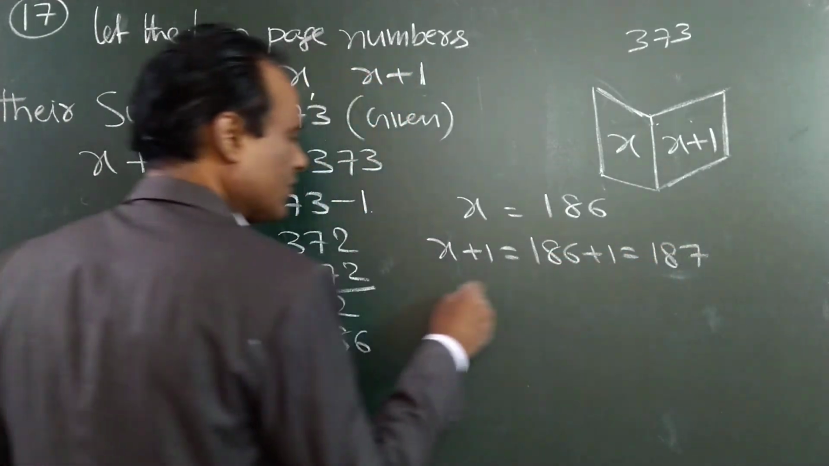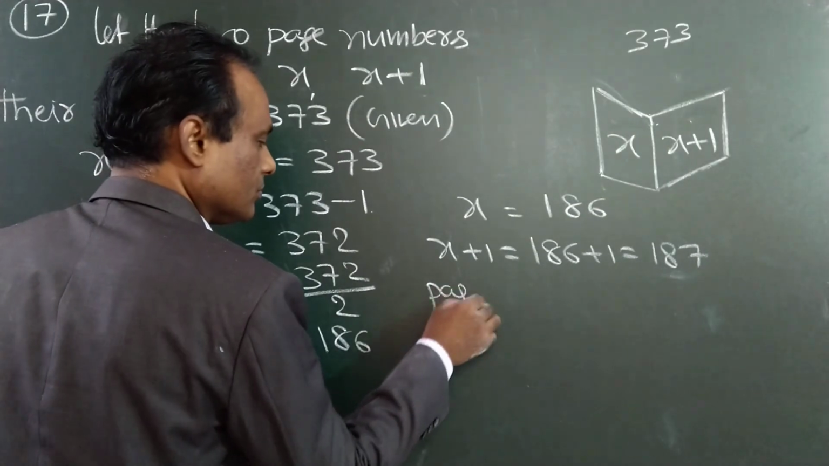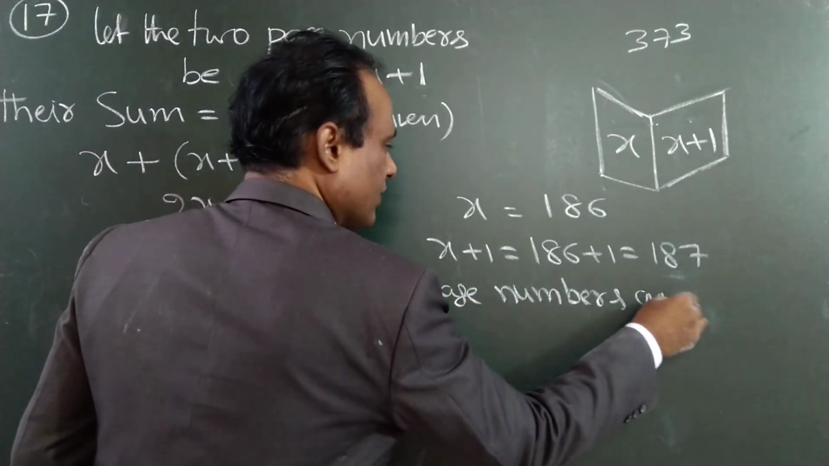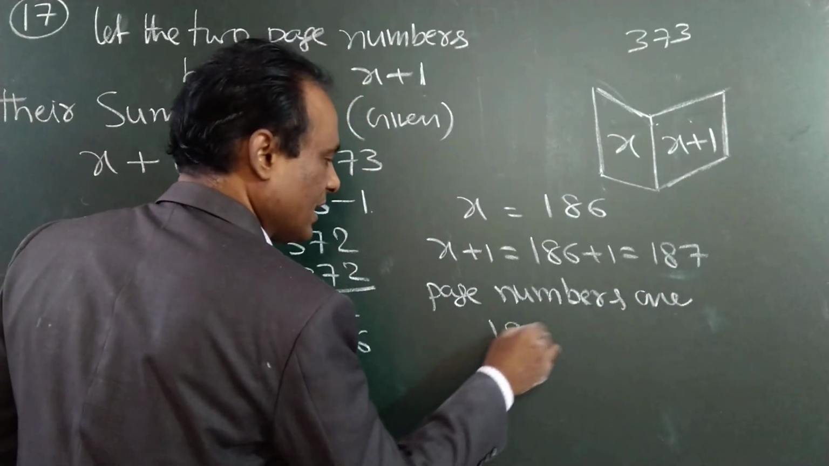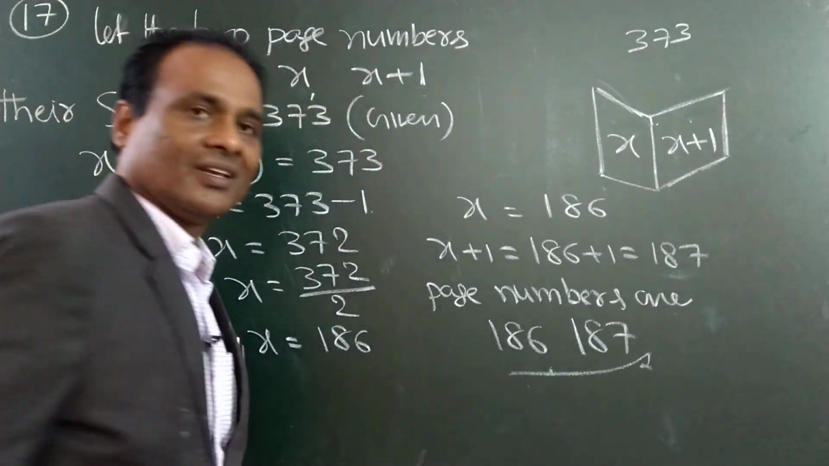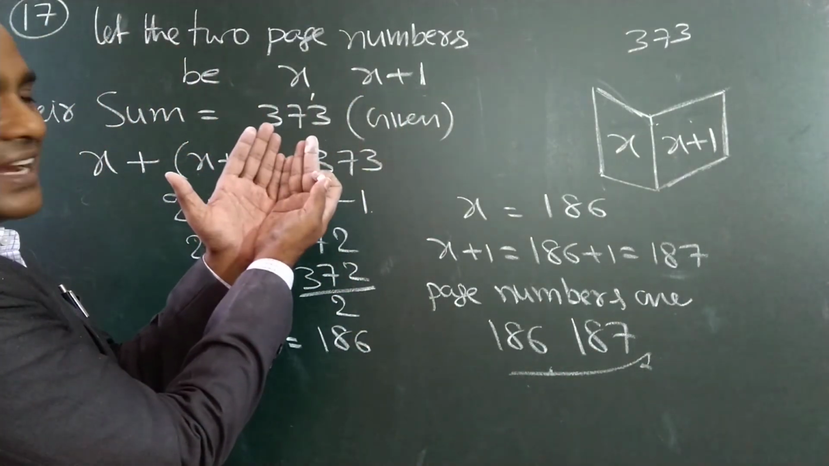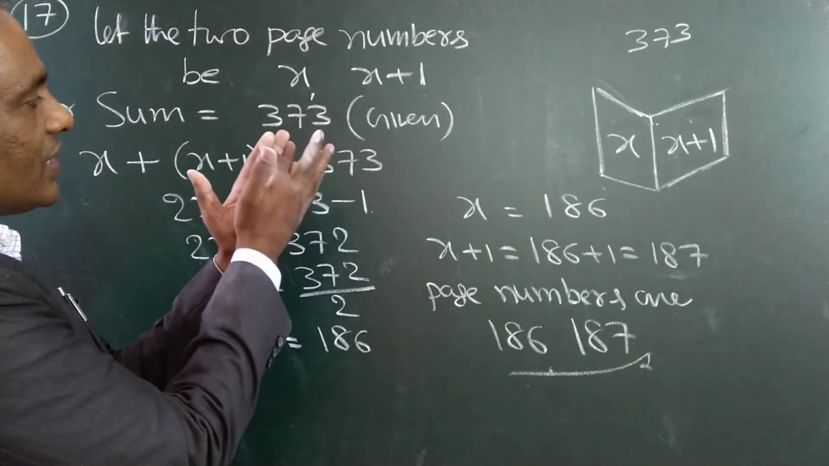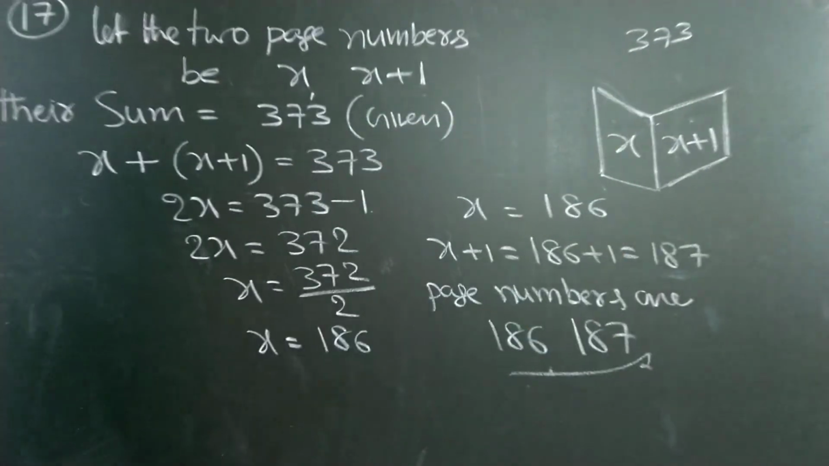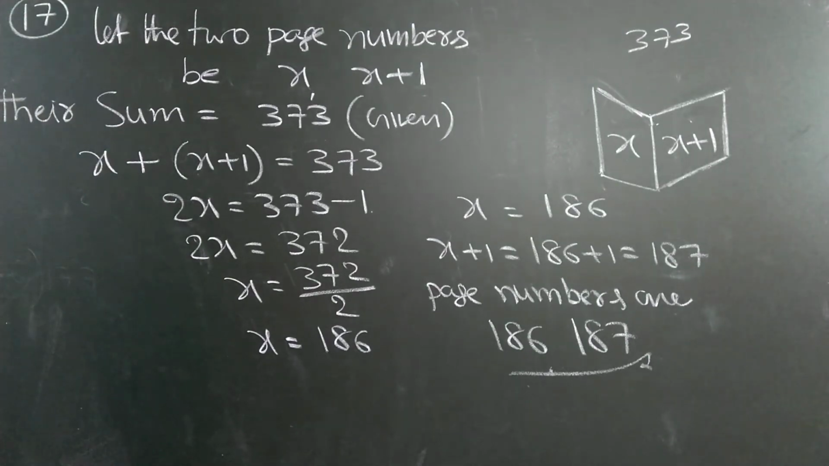So what should the page numbers be? The page numbers are 186 and 187. Add them: one page number is 186, the other is 187, and if we add them, we get 373. So this is the last problem in this exercise.